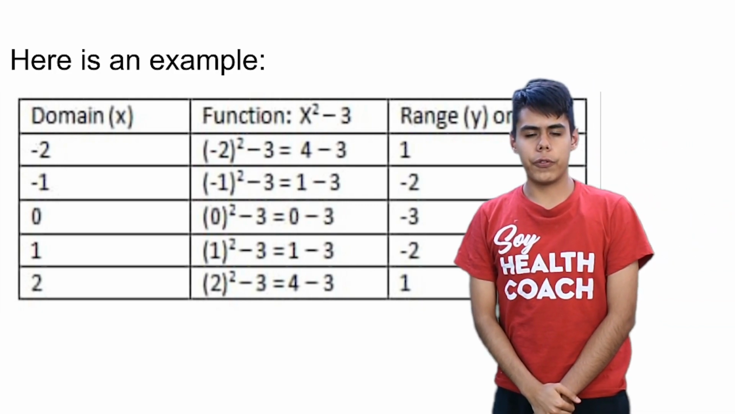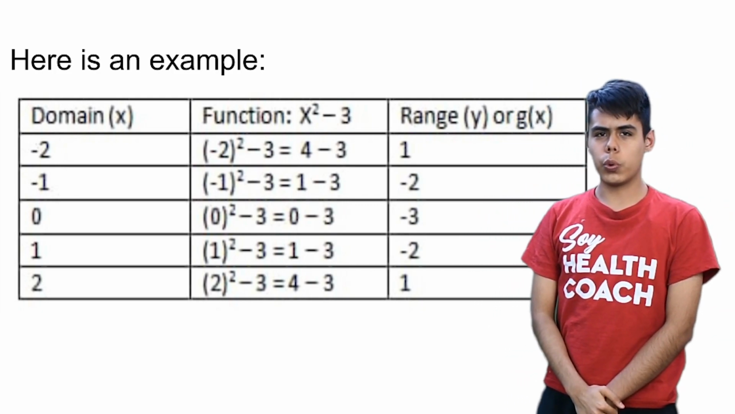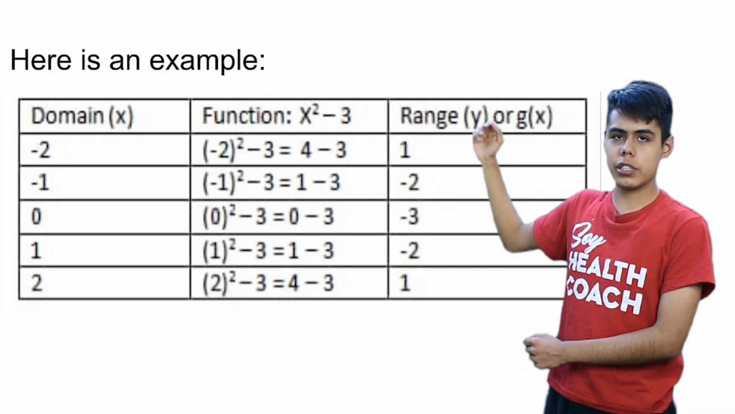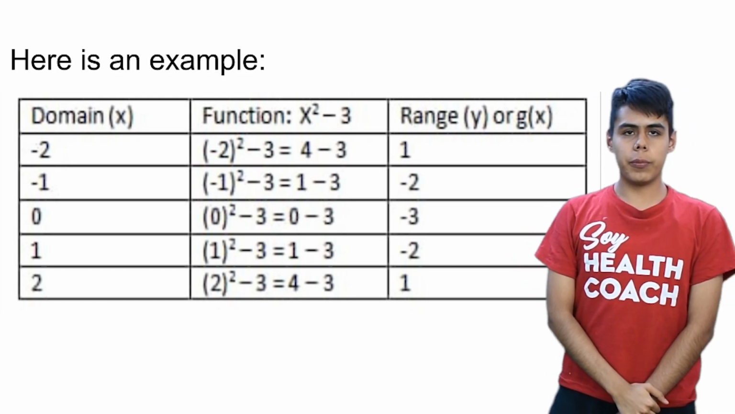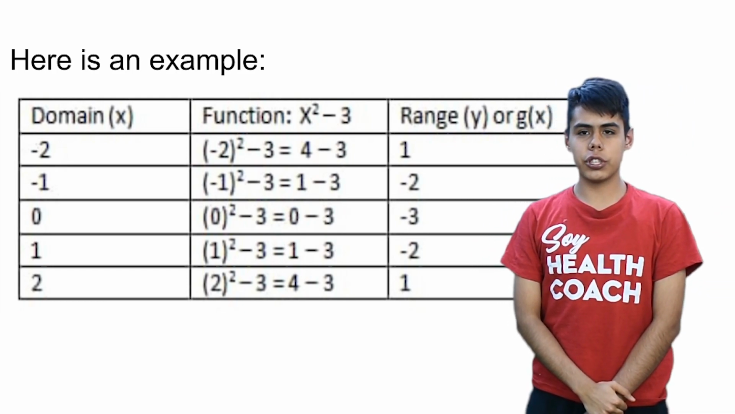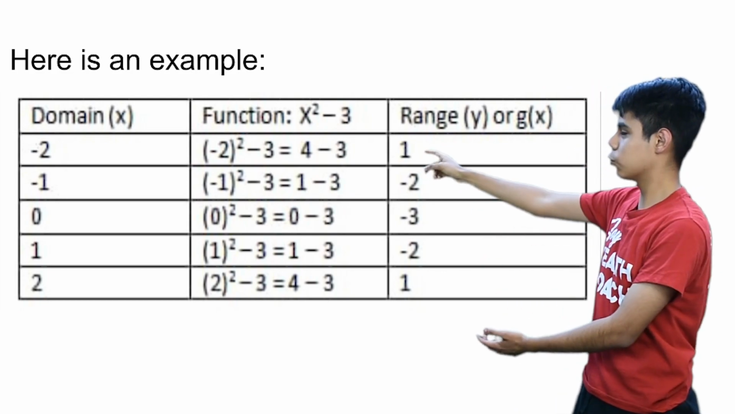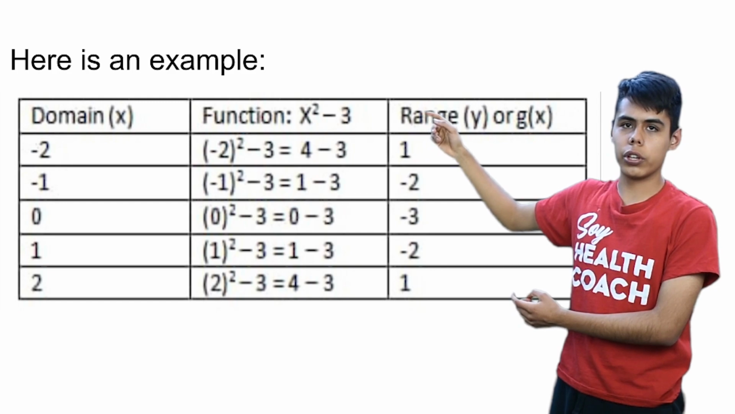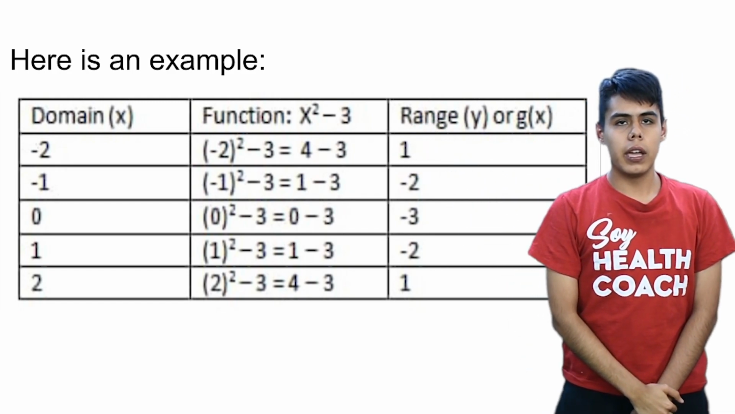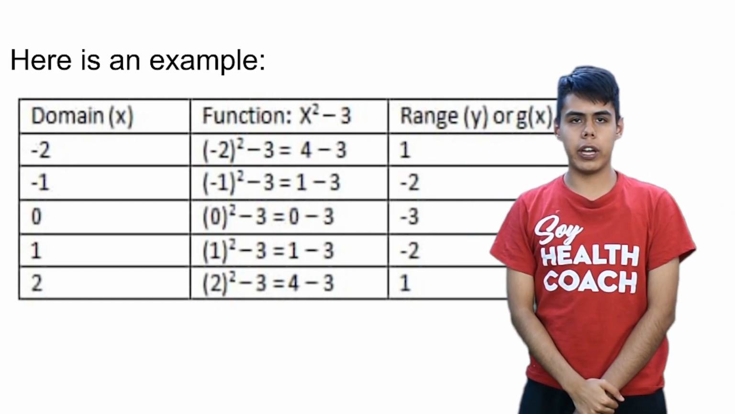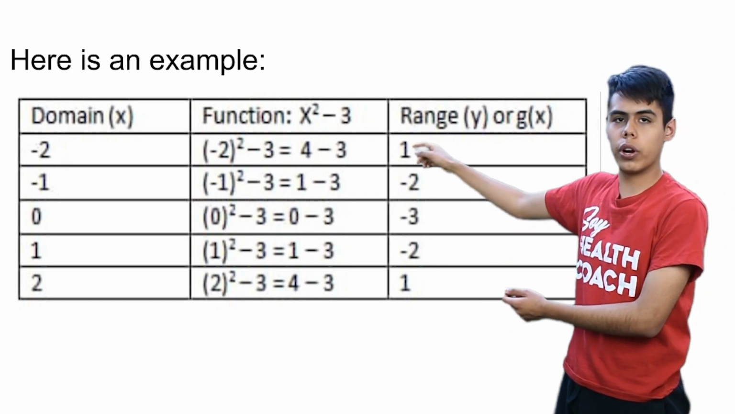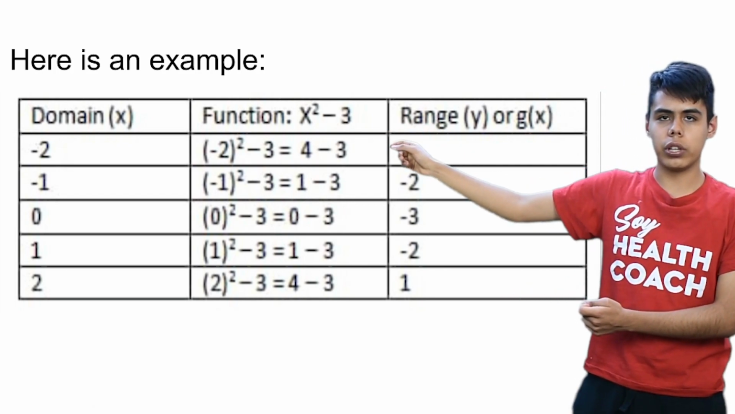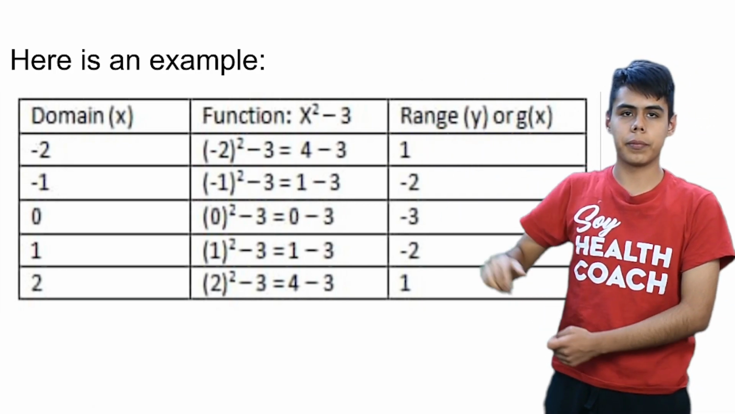For the first one, the function of minus 2 is minus 2 squared minus 3, which is equal to 4 minus 3, where the range is 1. For the domain of minus 1, the function of x is equal to minus 1 squared minus 3, equal to 1 minus 3, where the range is minus 2. For the domain of 0, the function of x is 0 squared minus 3, where the result is 0 minus 3, and the range is minus 3.